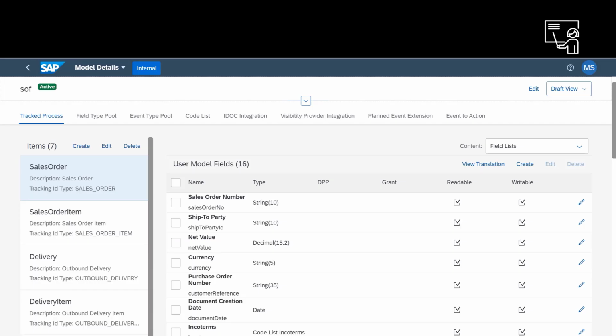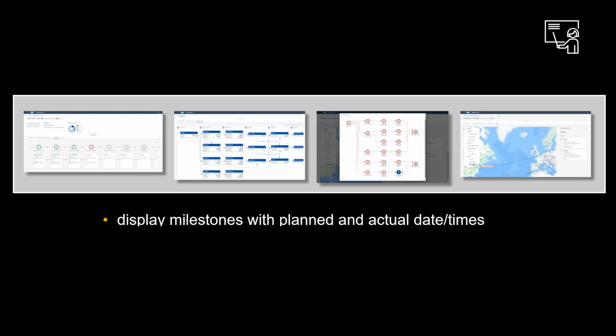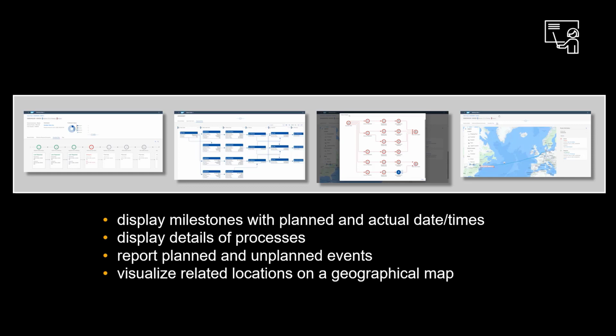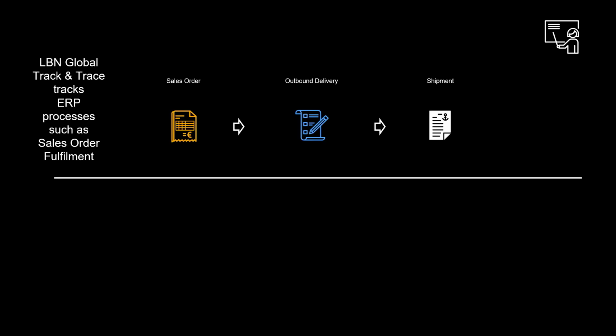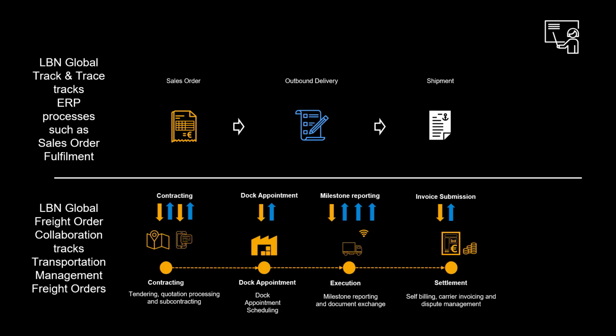The Global Track and Trace option tracks typical ERP processes. It includes some pre-configured scenarios based on ERP deliveries and ERP shipments. The solution provides apps for business users that allow them to display milestones with plan and actual date/times, display details of processes, report planned and unplanned events, and visualize related locations on a geographical map. Whereas LBN Global Track and Trace tracks ERP processes such as sales order fulfillment, LBN Global Freight Order Collaboration tracks and handles a process related to the transportation management freight order object.